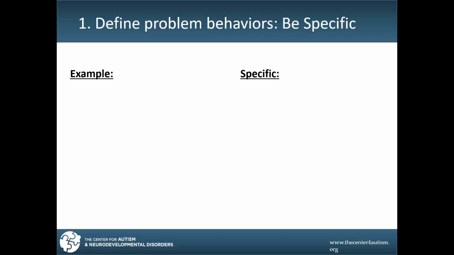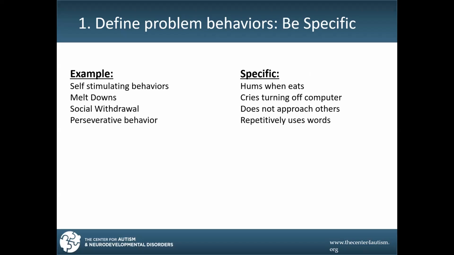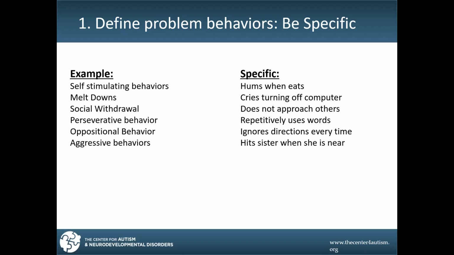For example, if your child engages in self-stimulating behaviors, you might define that more specifically as humming. If they engage in meltdowns, you might define that more specifically as crying. Social withdrawal may be defined as not approaching others or hiding. Perseverative behaviors might be defined as repeating words. Oppositional behavior may look like constantly ignoring directions or vocally protesting, so saying no when asked to do something.